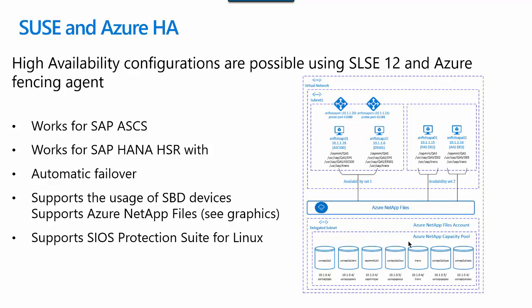Now, the alternative to Pacemaker and Azure NetApp Files is that customers can also leverage a third-party package by SIOS. It's called Protection Suite for Linux. SUSE also supports that if you are interested in using that instead of the other means that I described earlier.